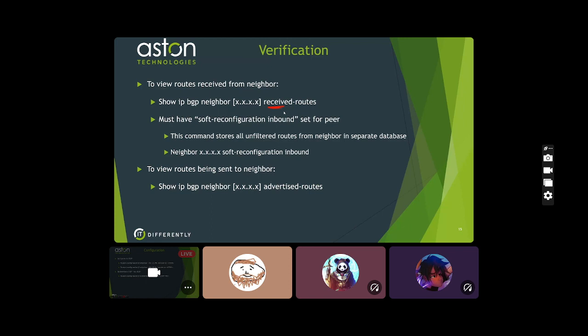All right. So to view the routes that are being sent to your neighbor, show ip bgp neighbor advertised-routes. And lastly, to view the routes that you've received from your neighbor after filtering, it's just routes. Write that down. So received-routes is before filtering, routes is after filtering.